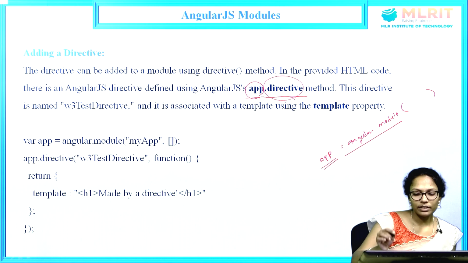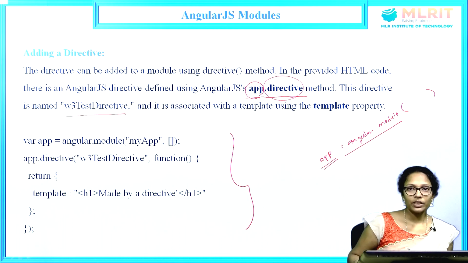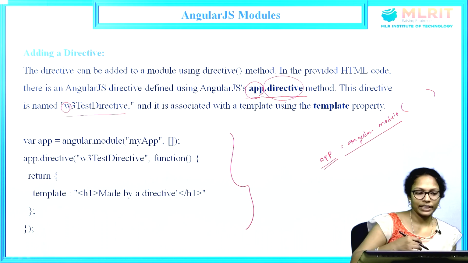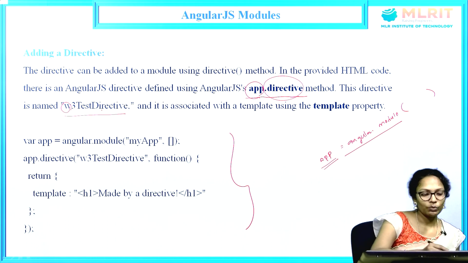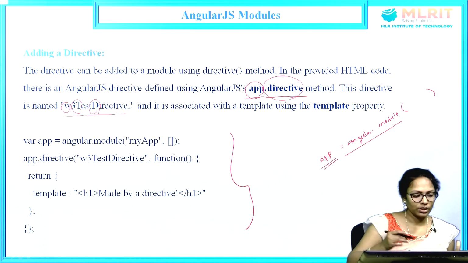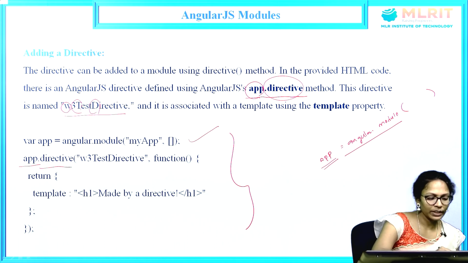Here, in this syntax, we are creating a directive. What is the directive name? w3TestDirective. If you observe the naming rules, the first letter is a small case letter while creating a directive, and from the next word onwards, the first letter is capital. To make this directive work, you are returning something. Of course, first we will see the syntax of this directive. Here you are creating a module, and for this module, you are creating a directive function.